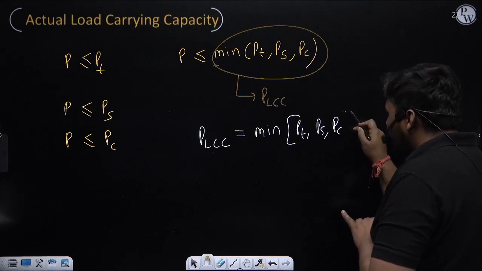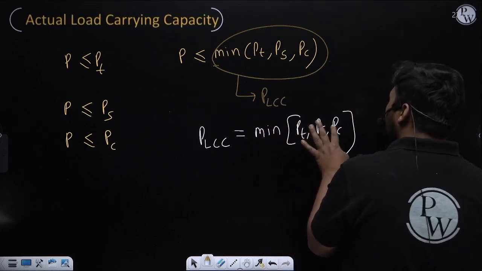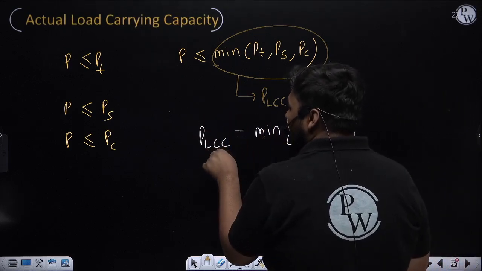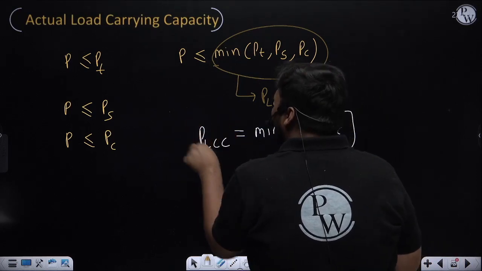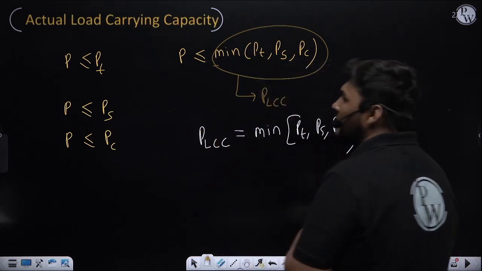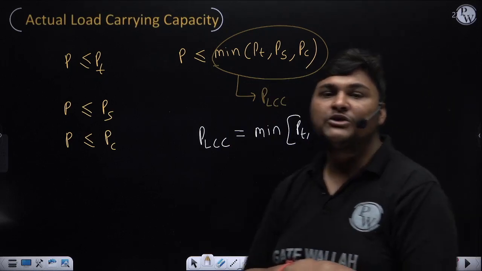And actual load carrying capacity will be the minimum of PT, PS and PC. It is the actual load carrying capacity, meaning actual P should be either equal to this or less than this. So it is the expression of actual load carrying capacity.